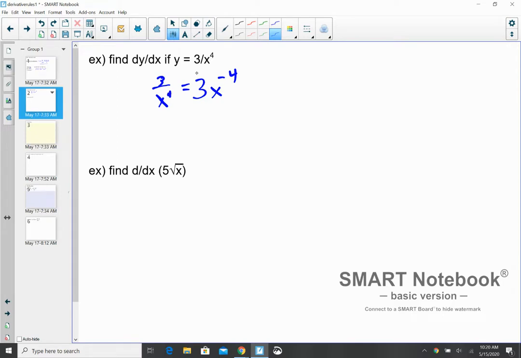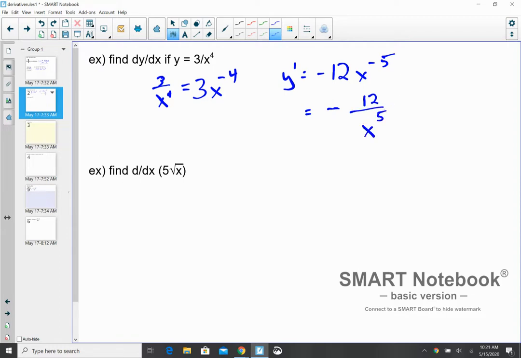Now, apply the power rule here, so you could get y prime equals negative 12x to the negative 5th. All right, so I went 3 times negative 4. That's where the negative 12 comes from. Negative 4 minus 1 is negative 5. And then you could rewrite that as negative 12 over x to the 5th.